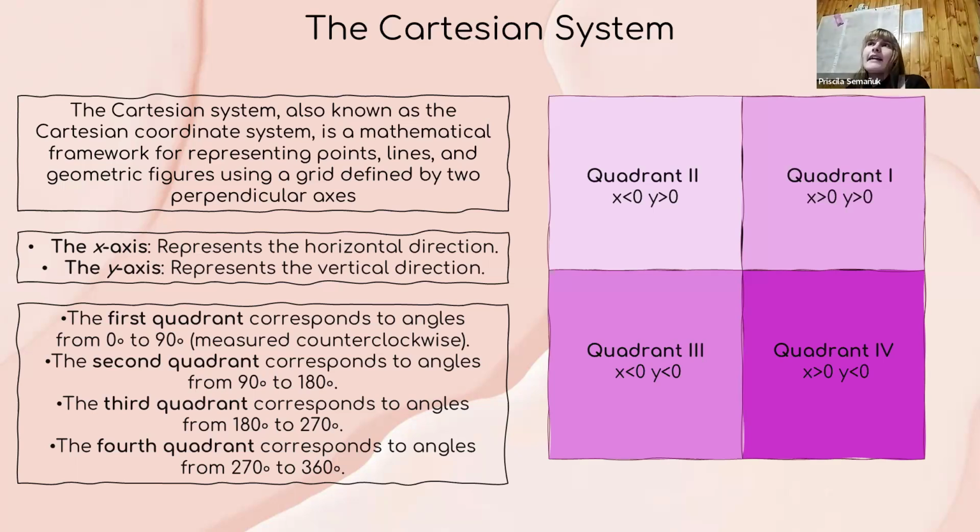And if you say, well, I can't remember the numbers, remember, you need to always add 90. 0 plus 90 will be 90. 90 plus 90, 180. 180 plus 90, 270. 270 plus 90, 360. Okay? It's a simple way for you to remember.